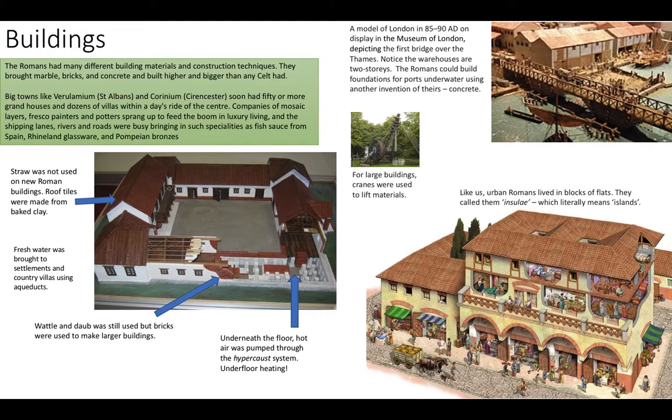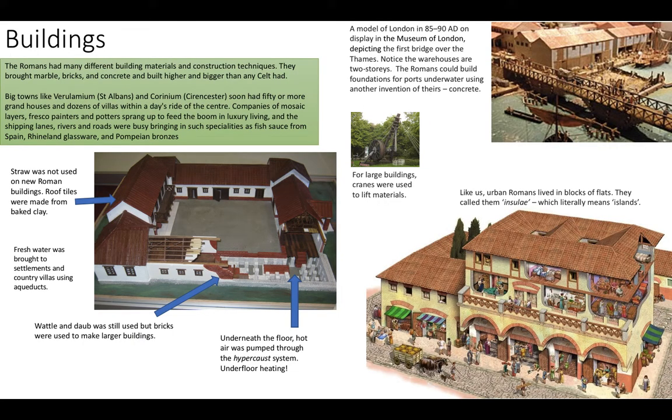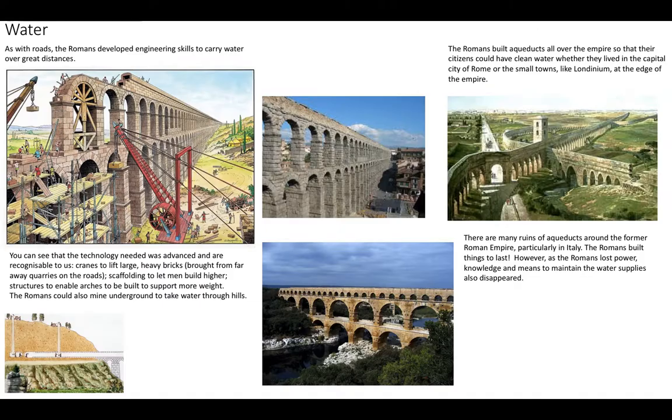Big towns like St Albans and Cirencester soon had 50 or more grand houses and dozens of villas. Fresh water was brought into the settlements using aqueducts. The floor was heated by underfloor heating systems where hot air is pumped around. Cranes would also be used to help lift materials. So pause the video there to get that completed.